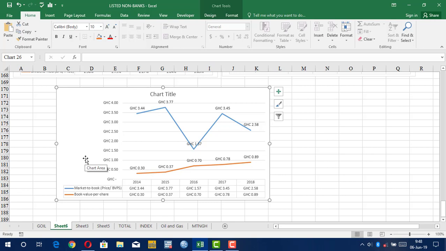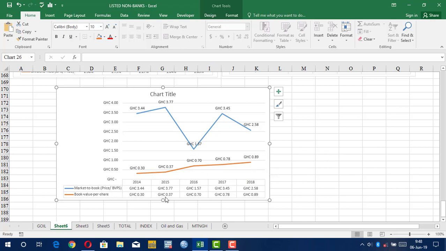Okay, so let's look at the book value per share. The book value per share in 2014 stood at 30 pesos, and in 2015 stood at 37 pesos, 2016 70 pesos, 2017 78 pesos, and in 2018 89 pesos. So over the years it has increased from 30, 37, 70, 78, and 89 pesos.